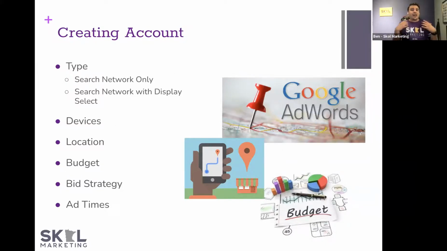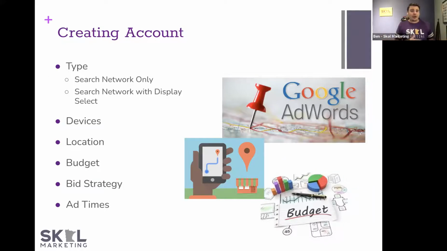What that means is that if you click Search Network with Display Select, your text ads and other ads won't just show up on google.com. They'll actually show up on other sites and other partner sites that Google has. To be honest with you, a lot of times, especially for small to medium-sized businesses, I would recommend doing Search Network Only. What that does is restrict Google to pretty much just put it on their platform and not get traction on other sites.